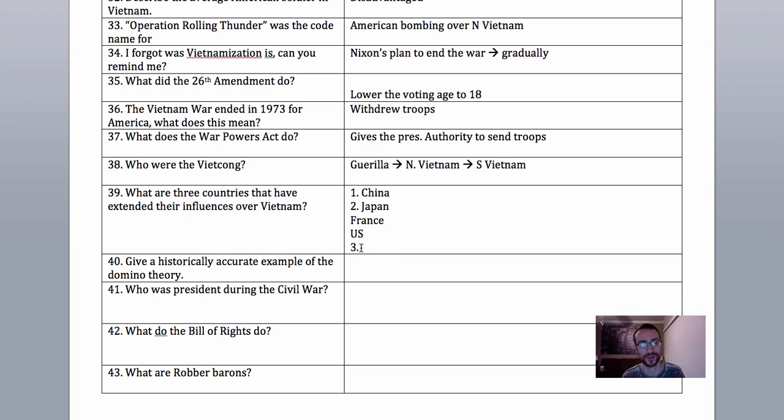Number 40, give a historically accurate example of the domino theory. You can include any example that includes a Southeast Asian country, or just any country within Asia. The domino theory was specifically stated for Asia, not for Europe as well. Containment is really the whole idea, but domino theory is very specific to Asia.